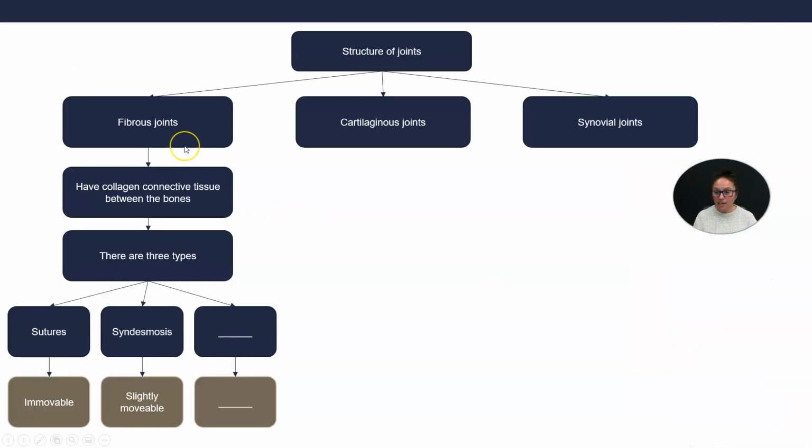So, we can start working on our concept map, all right? We have three different joint structures. This one has connective tissue between the bones. There are three main types and they all have different names. The ones in your skull are immovable. These ones move a little bit, and the ones on your teeth are immovable, because your teeth don't move around. Unless, of course, you're going from your baby teeth to your adult teeth. Normally, they don't move around.